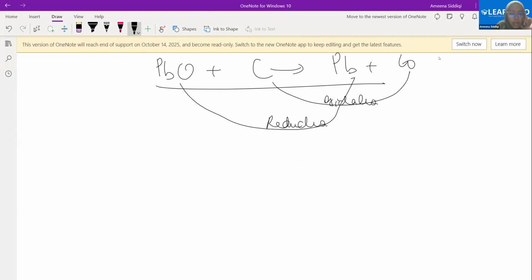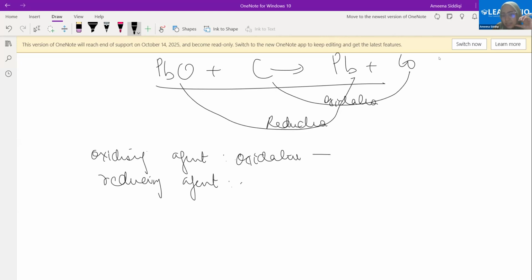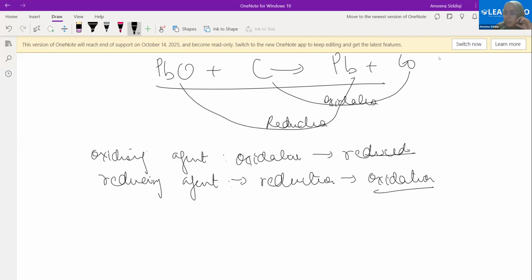Clear? Fine. Now if I ask you, what is an oxidizing agent and what is a reducing agent? The oxidizing agent is the one that has gone under reduction. Basically, the agent which is causing oxidation, and itself is getting reduced. The reducing agent is the one that is causing reduction, and itself is getting oxidized, right? Clear? Fine. In the above example, which one is the oxidizing agent and which one is the reducing agent?